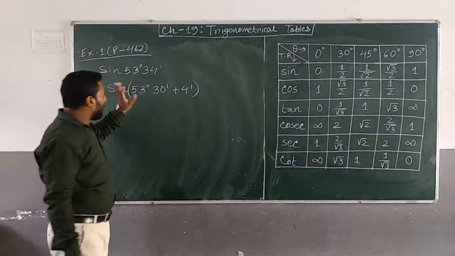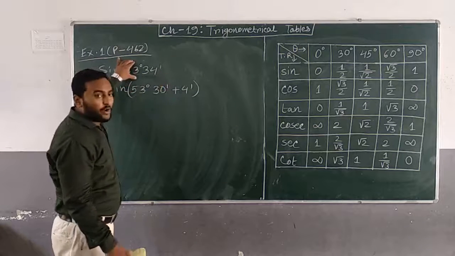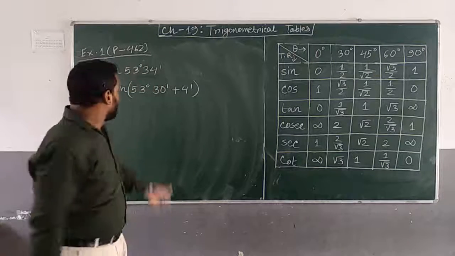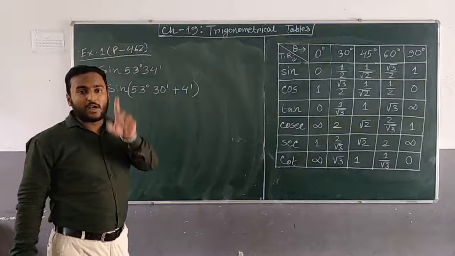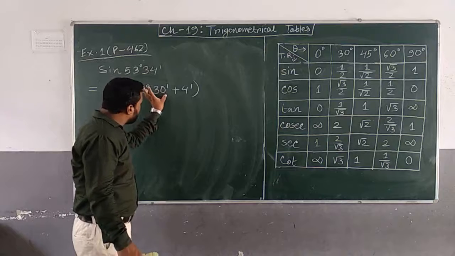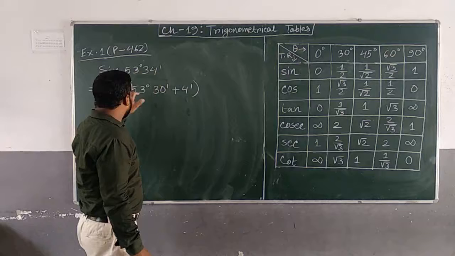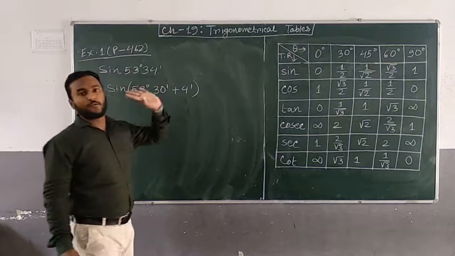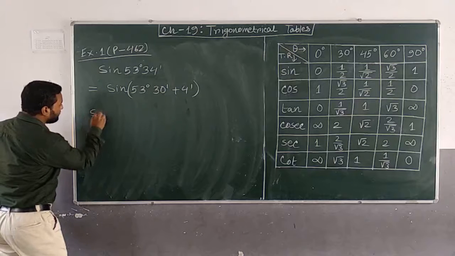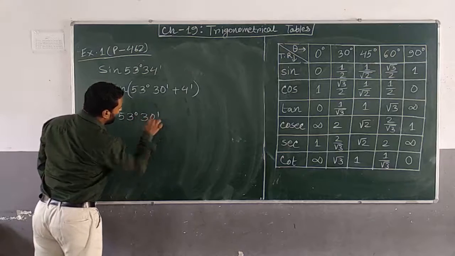Always keep in mind that for degree, from the extreme left column you can find the value exactly. But for minutes, 10 columns are there which are multiples of 6. So you have to write in the form of a multiple of 6 plus something. So 53 degree 34 minutes means 53 degree 30 minutes plus 4 minutes. So we will find them separately. Now sine 53 degree 30 minutes.